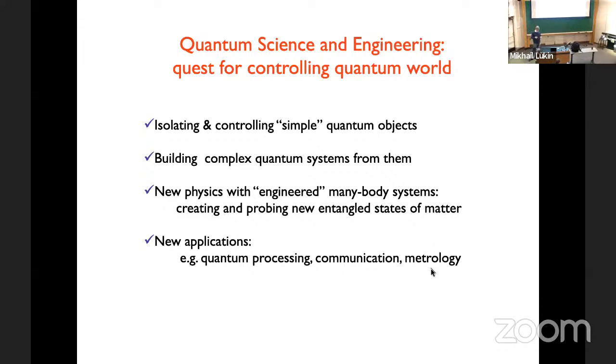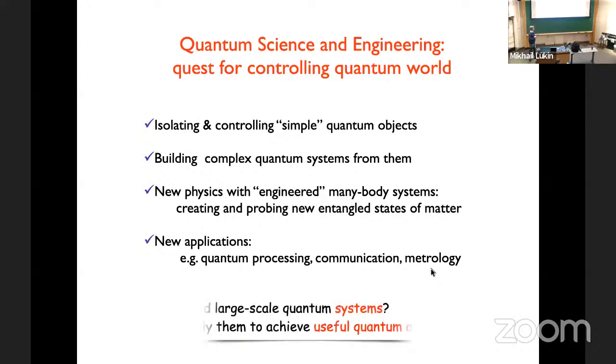Using these kinds of systems, what we hope to do is explore new physics, and you will see some examples of creating and probing new quantum states of matter, but also start exploring new applications, in particular applications for computation, communication, and metrology.